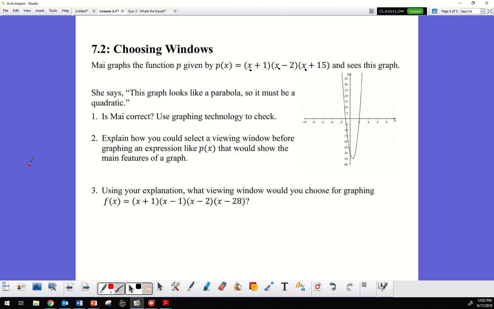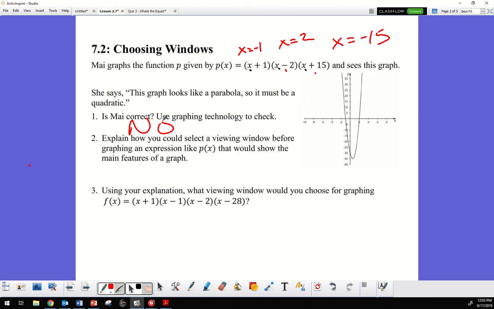Now, where does this one right here cross the x-axis? At -1, right? So we're going to say x equals -1. What about this one right here? Plus 2. X equals positive 2. And what about this one? Yep. X equals -15. All right, so what's the problem with this right here? Is Maya correct? No, not correct. So this is a no. Why is this not correct?